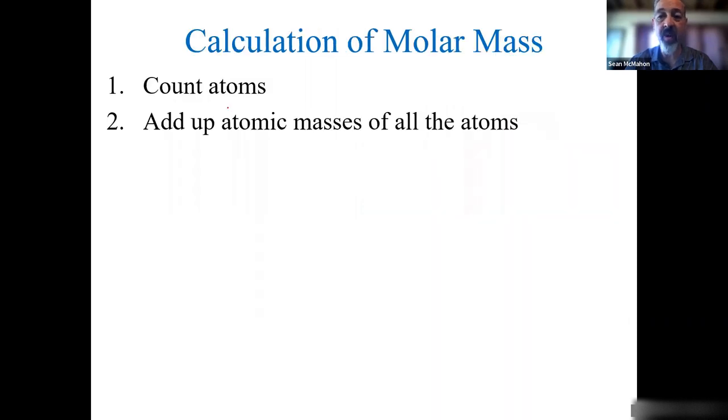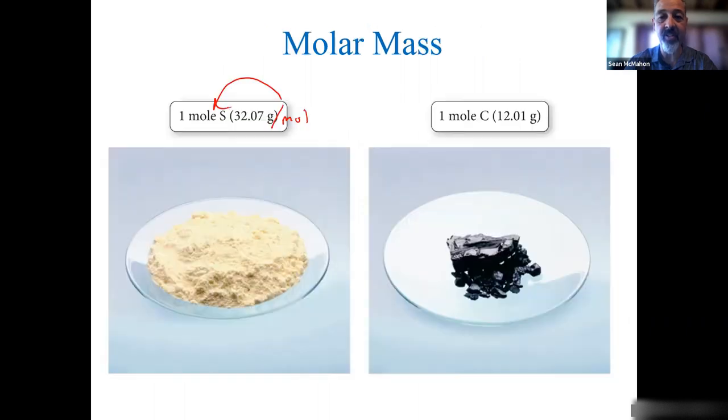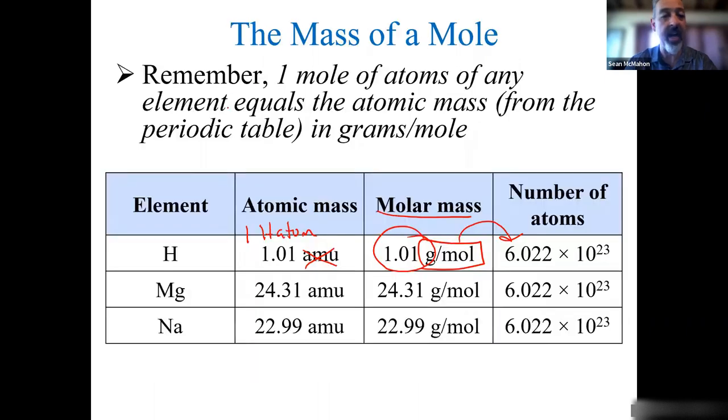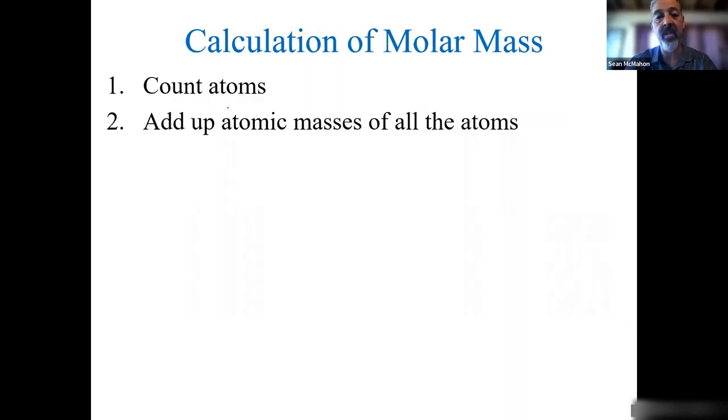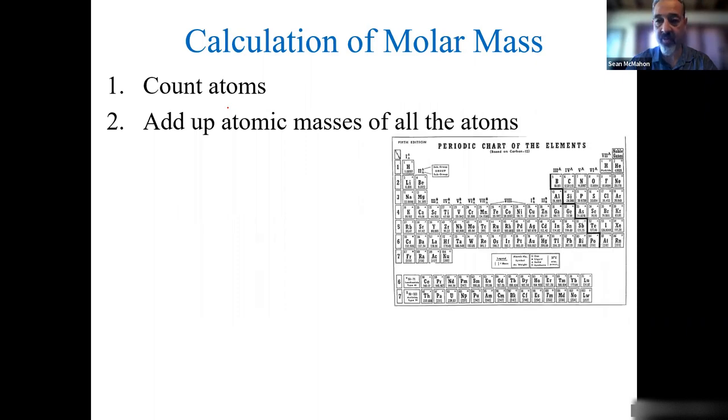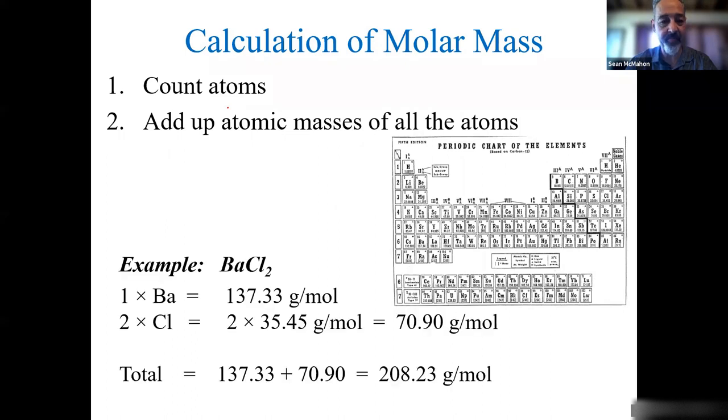So what if I have a molecule? Because so far I'm just doing elements: hydrogen, magnesium, sodium, sulfur, carbon. What if I actually have a molecule? Well, I just add up the atomic masses of all the atoms and change the unit to grams per mole as well. So here's the periodic table. You always need it. This is an old school one.